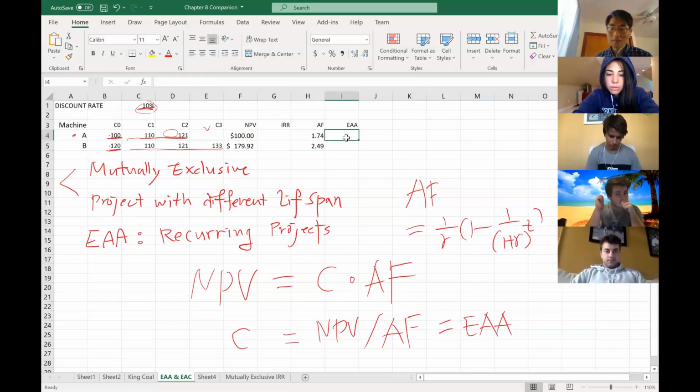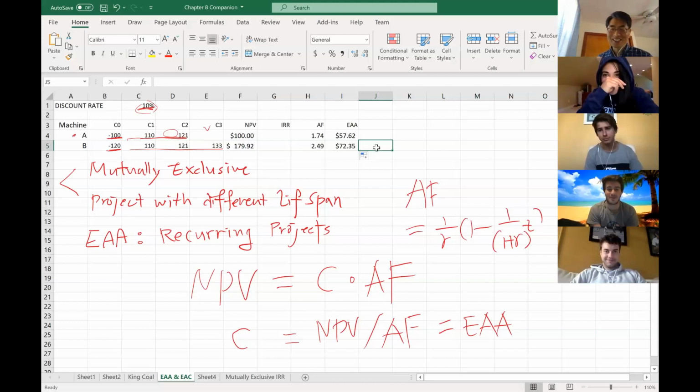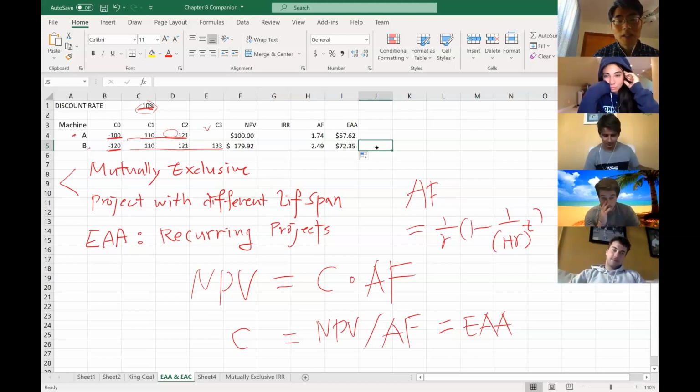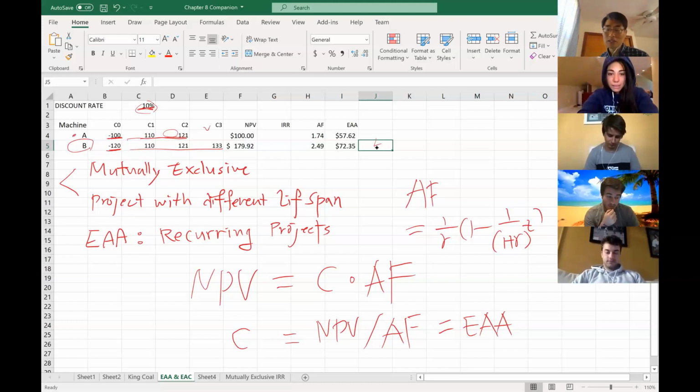So EAA is simply the net present value over the annuity factor. Right. So what it means is that when machine A and B are recurring projects, right? Buying machine A every 2 years is equal to getting the cash inflow of $57 every year, and buying machine B is equal to getting the cash inflow of $72 every year, right? So buying machine B is better according to the EAA calculation, even when you allow these projects to be repeated.